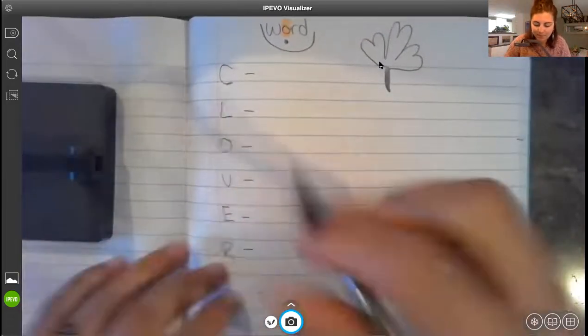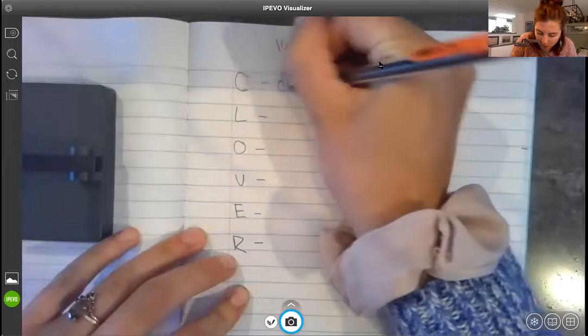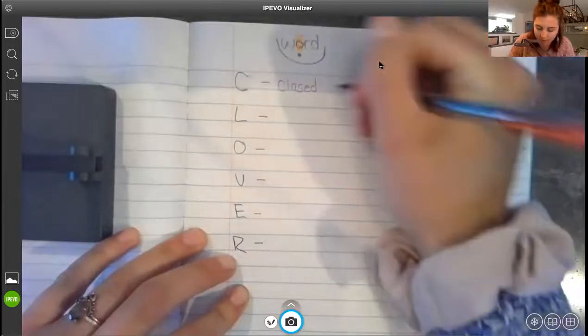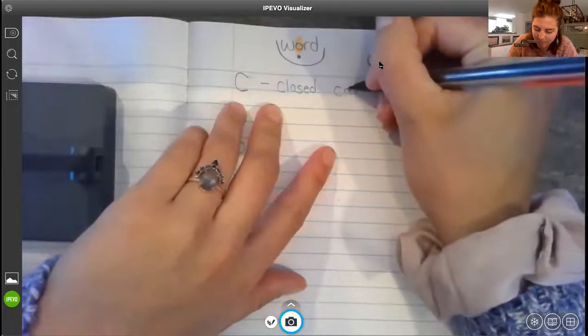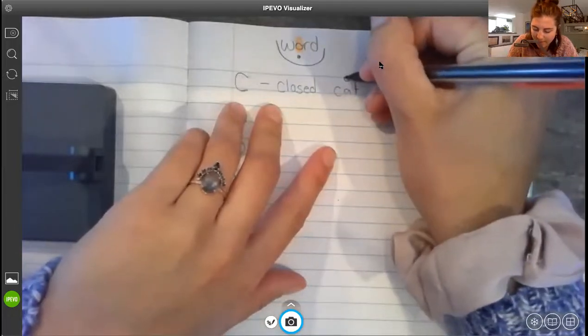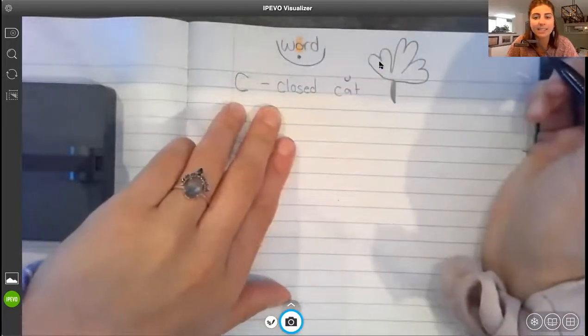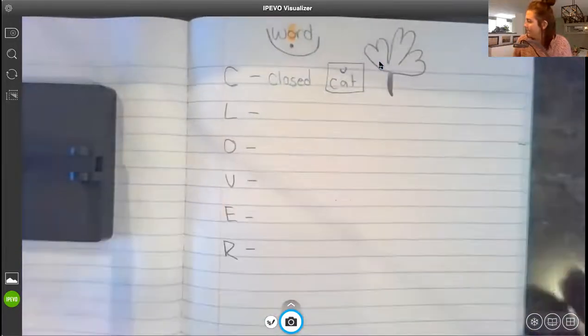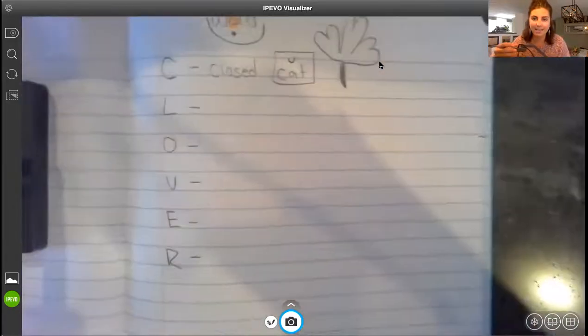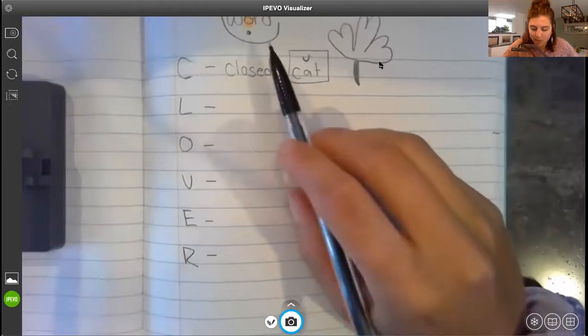So C is going to be closed. Closed has a short vowel. Cat, C-A-T, is our example. It's going to have a breve. Does that A say its name? Does it say Kate? No. So I'm going to box our examples. Cat. That vowel is going to be short.